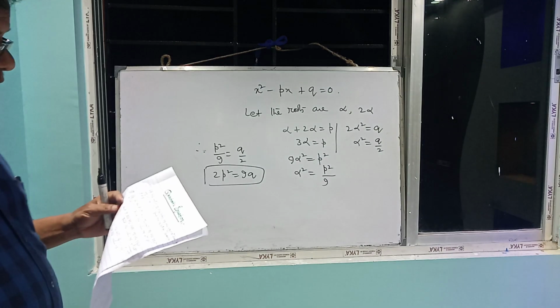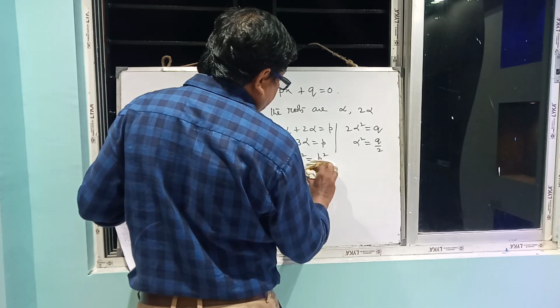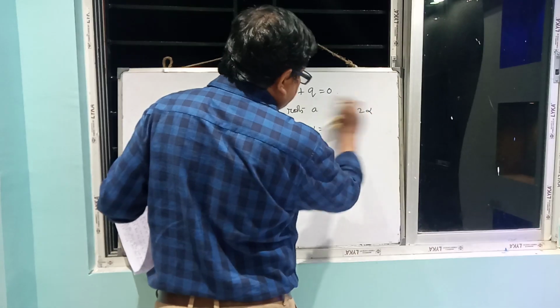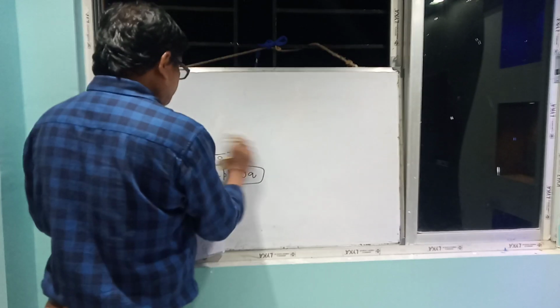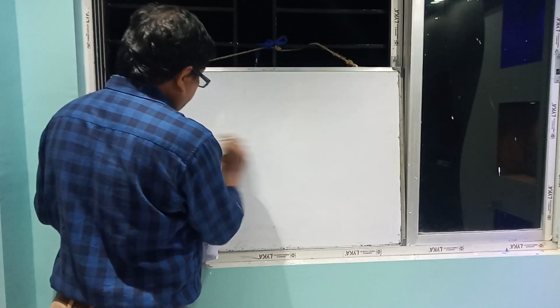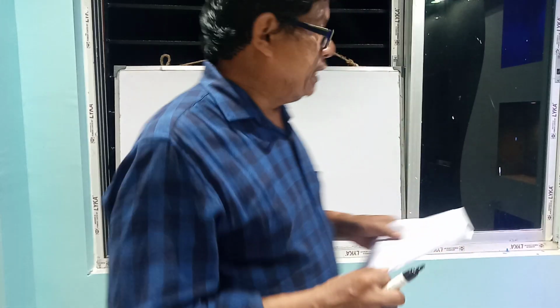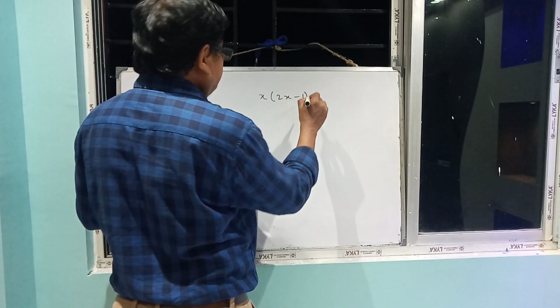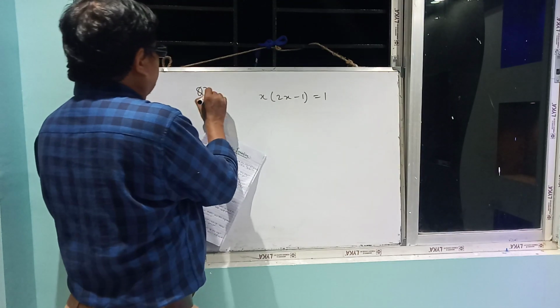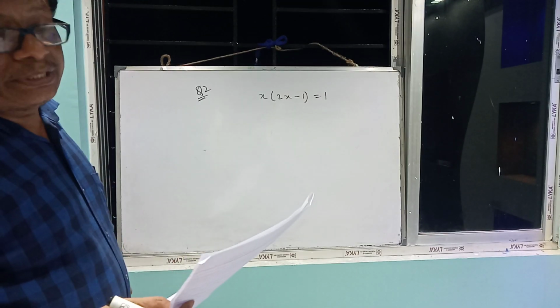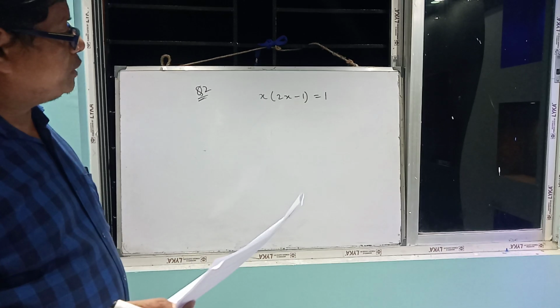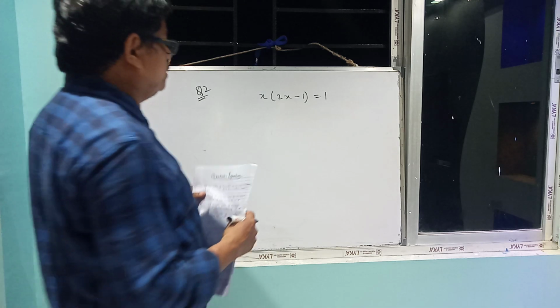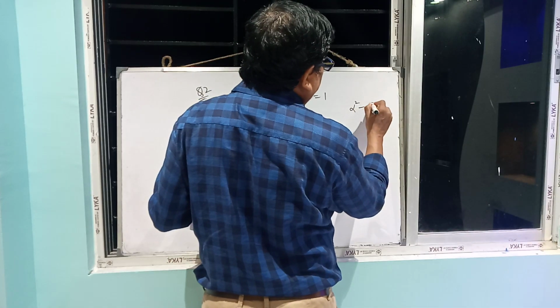Okay, now second one. If alpha, beta be the roots of the equation x into 2x minus 1 equal to 1. So question number 2 is there. Okay, if alpha, beta be the roots of the equation, that is x into 2x minus 1 equal to 1, then find the value of alpha square minus beta square.